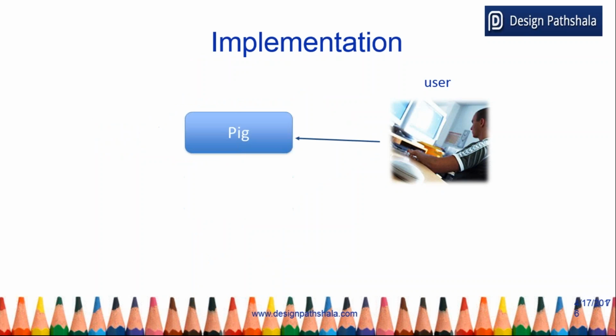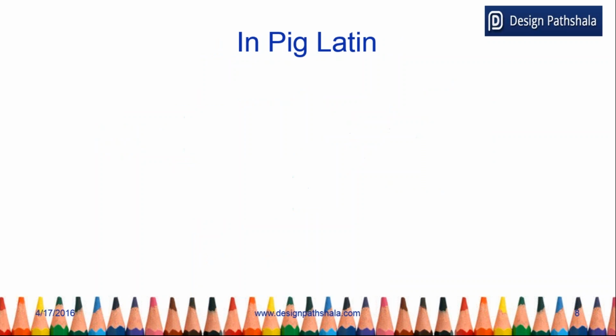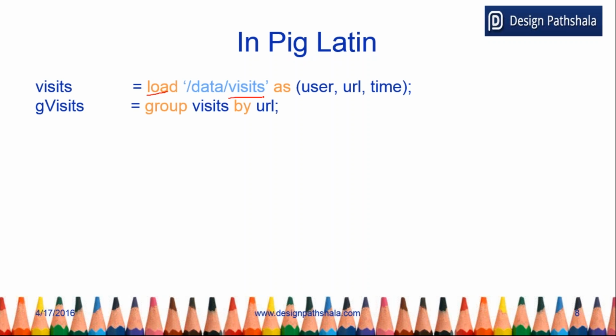So we have looked at this data flow diagram. First we loaded the file, then we grouped it by URL, and then for each URL we generated a count. So this is the code in Pig. Don't worry about the complexity of the code; I'll explain all these things slowly in the next few slides. So first I loaded the file called visits. Then I grouped the visits file by URL.